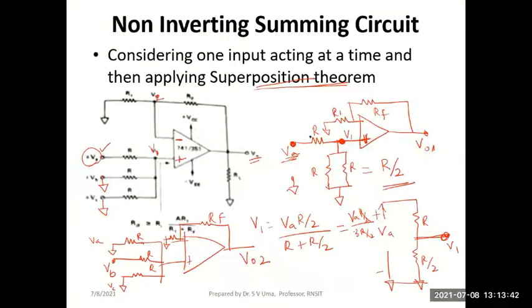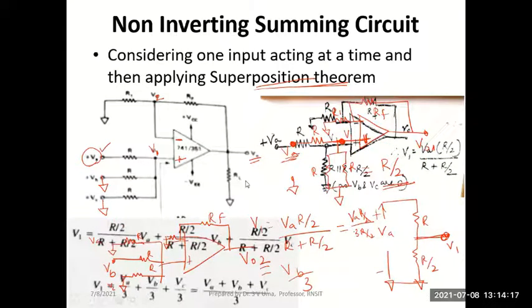Don't you think you will get a similar equivalent circuit? If VA is active, VA will come through this R, and since VB and VC were grounded, we had these two R in parallel. Here VA and VC are grounded, again I have two resistors in parallel. So it will reduce to the same equivalent circuit. So you will get V02 also as VB by 3. Likewise, the same thing for VC also. So in effect, what will be the value of the voltage at this terminal?